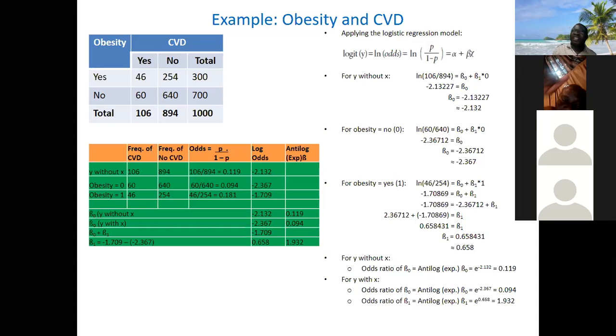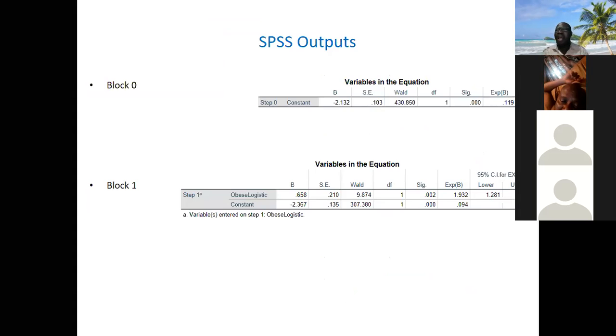The people that have obesity, their odds will be 1.93. So if you divide that, it shows that the people that have obesity are 1.93 times more likely to have cardiovascular disease than people that don't have obesity. That's just it. And if you run it with SPSS, it will give you an output like this.